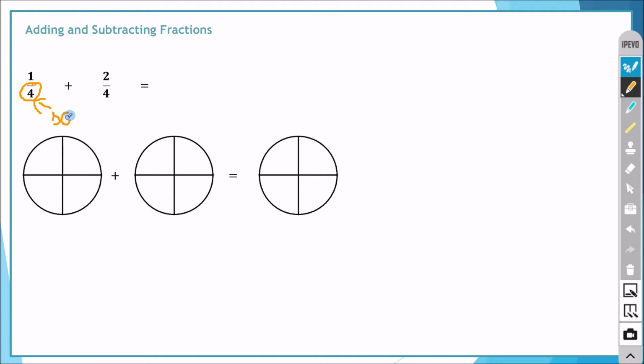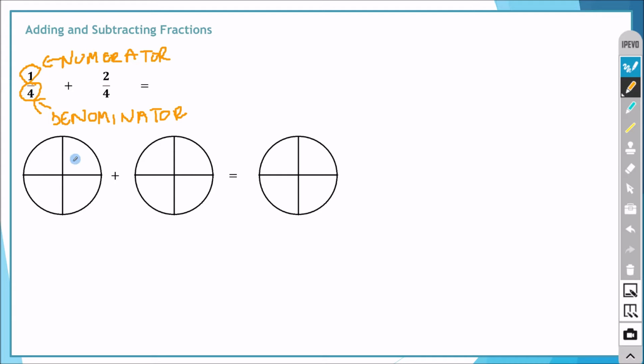This is the denominator of the fraction, but that's just a fancy way of saying the bottom number of the fraction. So because of this 4 here, that's the reason we've split this circle into 4 equal pieces, and we're selecting 1 out of those 4 pieces. So this top number is known as the numerator, but again, that's just a fancy way of saying top number.